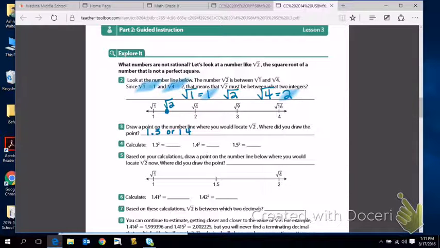For number 4, it's going to ask us to calculate some numbers to the 10th place to help narrow down that location on a number line. It's going to ask us to calculate 1.3 squared. In order to calculate 1.3 squared, we're going to do 1.3 times 1.3, which gives us 1.69. We're then going to calculate 1.4 squared. 1.4 squared means that we'll multiply 1.4 times 1.4, giving us 1.96. We're then going to calculate 1.5 squared, which means that we would multiply 1.5 times 1.5, giving us 2.25.